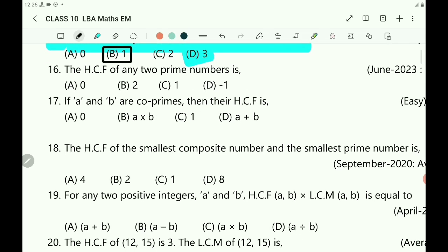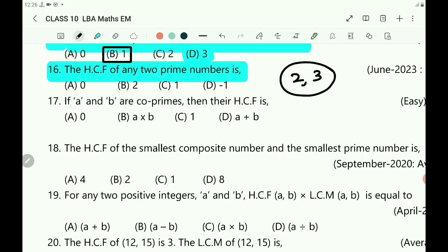Then you come to question number 16. The HCF of any two prime numbers is always equal to 1. You take any two prime numbers. The first two prime numbers are 2 and 3. So they are co-prime numbers, and their HCF is 1. If you take the next, 3 and 5, they are also co-prime numbers. They are not in the same table. What is the HCF? 1. If you take 5 and 7, their HCF is also 1.